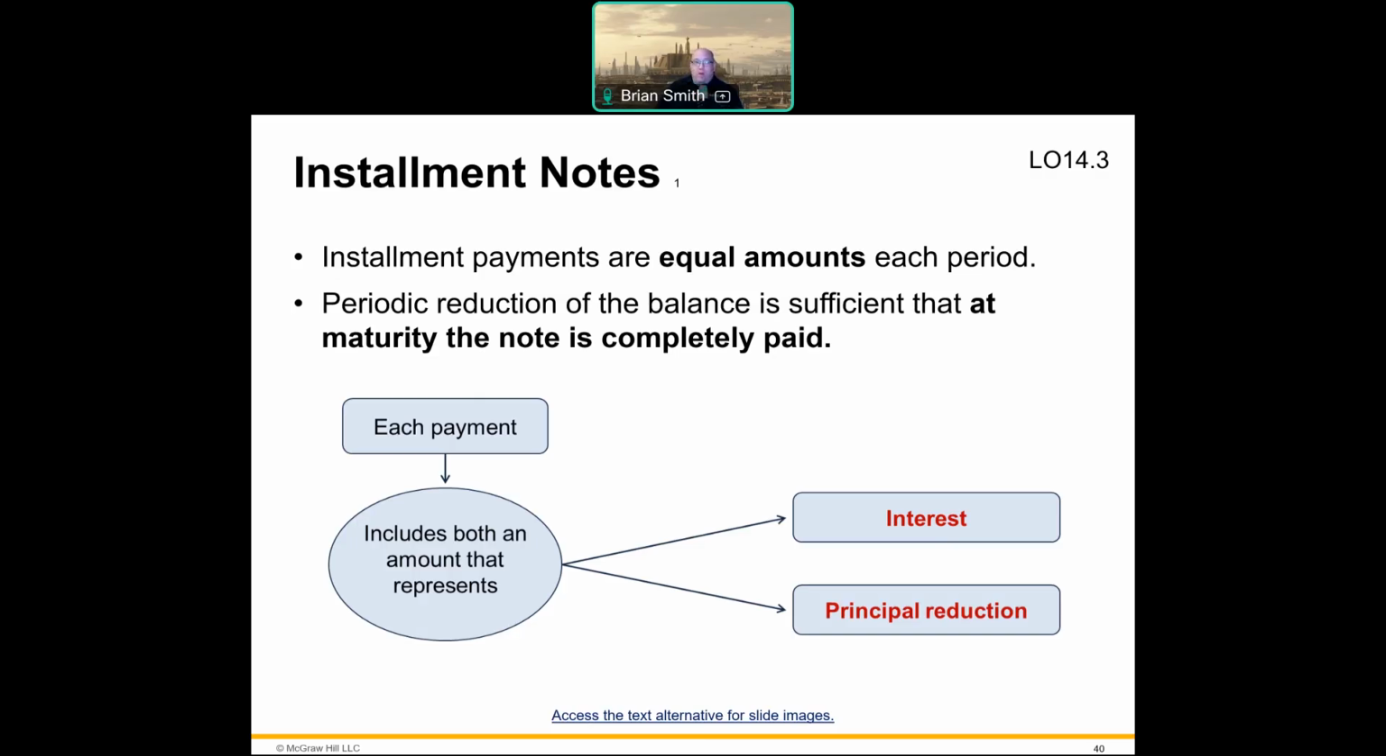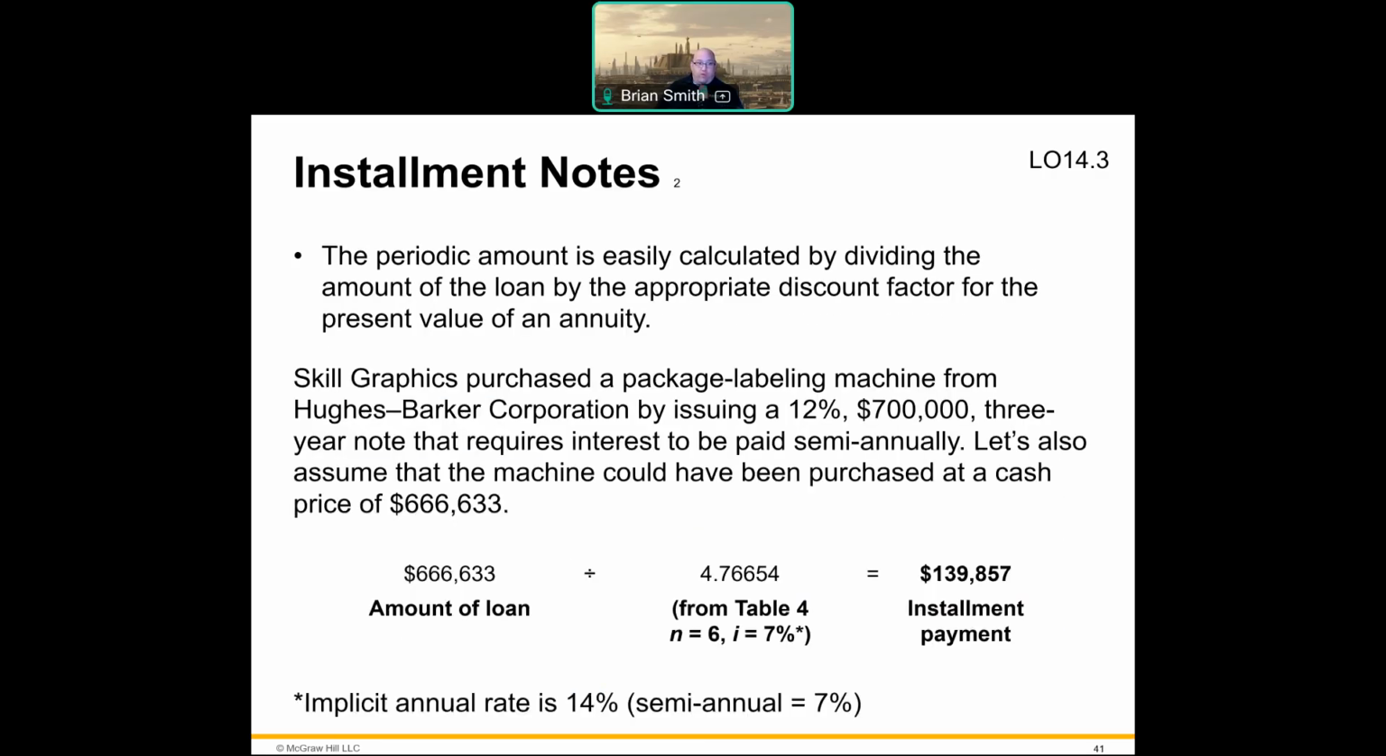Okay. Installment notes. So let's say we get a loan, $666,633. Why did we get that? Who knows? Maybe because it's going to be our present value of $700,000. So we take that amount. What are we doing here? We're calculating the installment payment. What we want to do is calculate how much money we have to pay yearly for this, or in this case, I'm sorry, not yearly. This is going to be semi-annually.